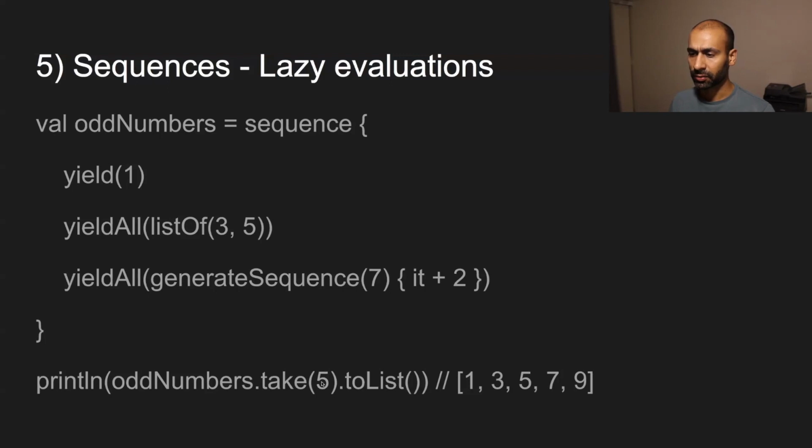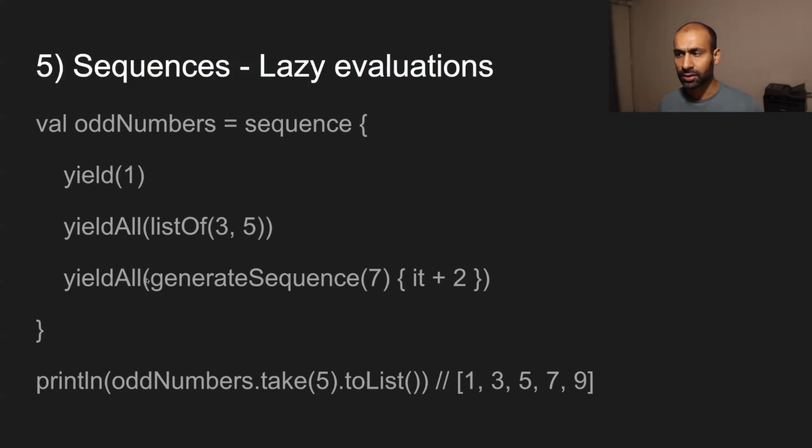So in this case, when you're fetching the five elements out of the sequence, the first element is created by yield, and it would return the first one. To yield all, we can pass an iterator or a sequence or a collection. In this case, our collection has two elements, 3 and 5. So the second element would be 3, and the third element would be 5.